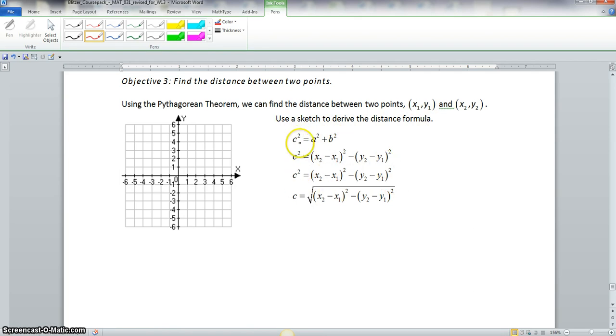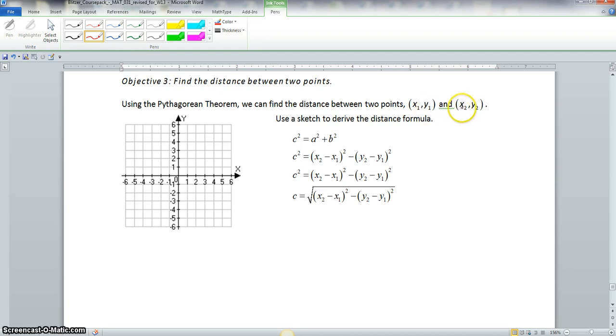We start off with, you're used to seeing a squared plus b squared equals c squared first, but I just turned it around. So it's c squared equals a squared plus b squared. Now, what changes here is our a squared and our b squared. Now remember, whenever you're trying to find a distance between 2 points, you're trying to find the difference of those 2 points to find out what the actual distance is.